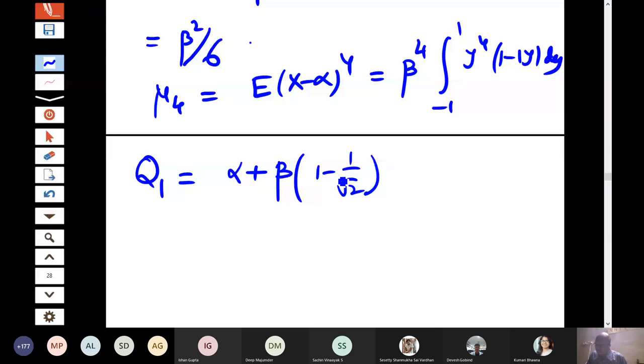Actually, it will not be 1 minus 1 by root 2. It will become minus beta by root 2, because it is greater than alpha minus beta. So it will be alpha minus beta by root 2. So this will be minus here. And the other one will become alpha plus beta by root 2. So you can calculate and check these calculations. Okay.